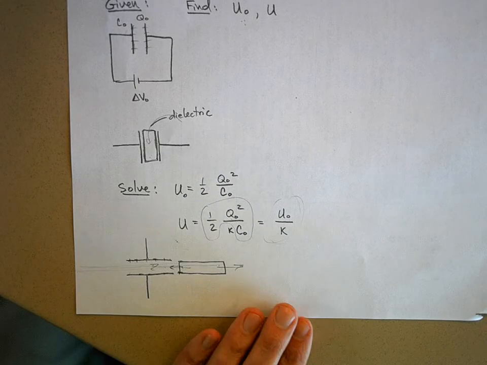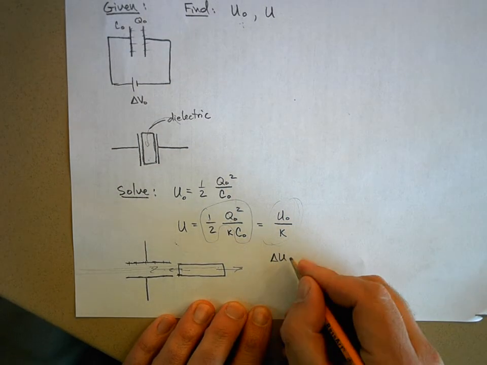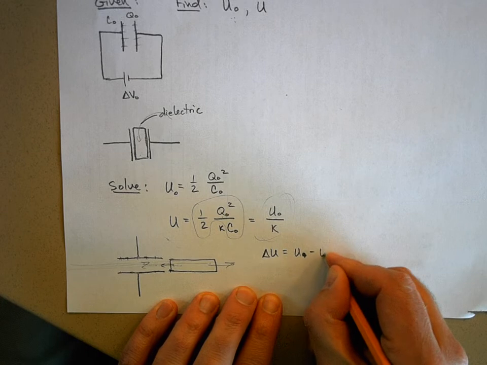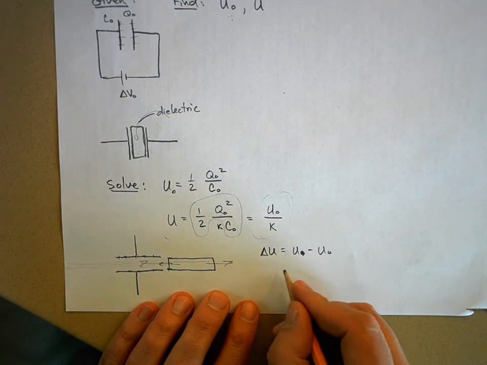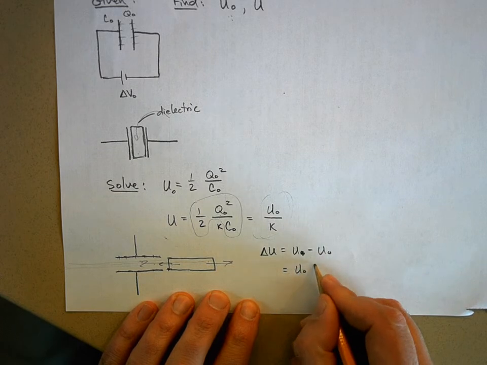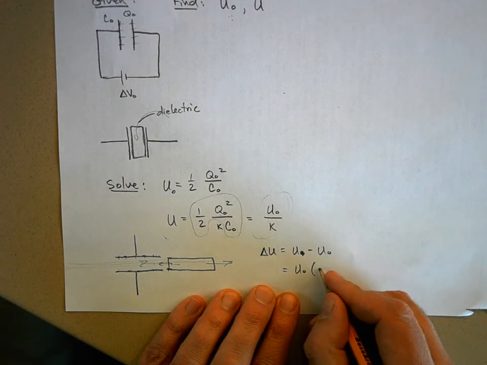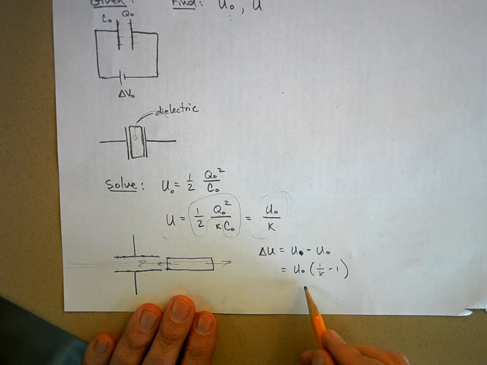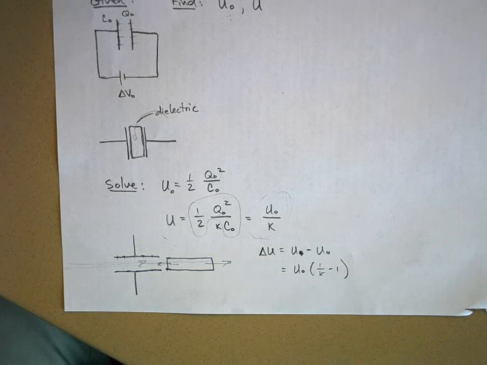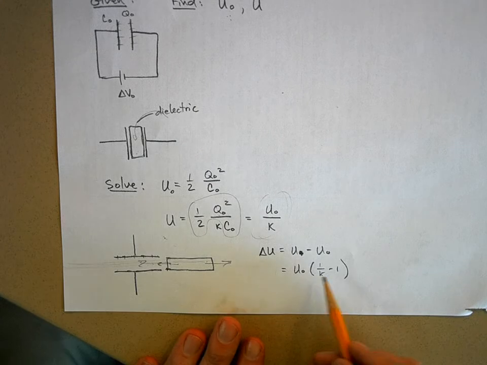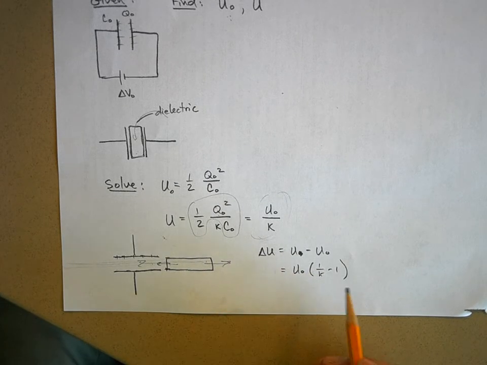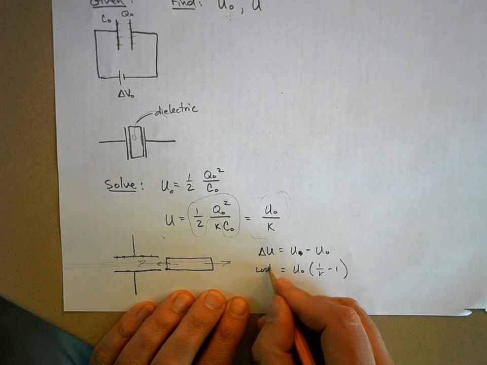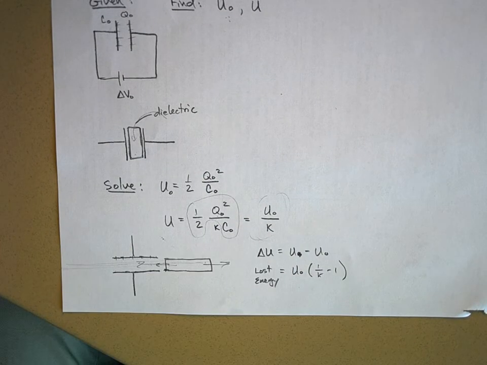So when you think about what our loss in energy was, U minus U naught is going to be negative. That's going to be U naught times (1 over kappa minus 1). And this is going to be a negative value, representing how much energy I'm going to lose when I place the dielectric in there. It's negative because kappa is greater than 1, so 1 divided by kappa is a number a lot less than 1, and minus 1 gives me a negative value. This is my lost energy. Lost by the capacitor, not by the universe, okay? That is all.